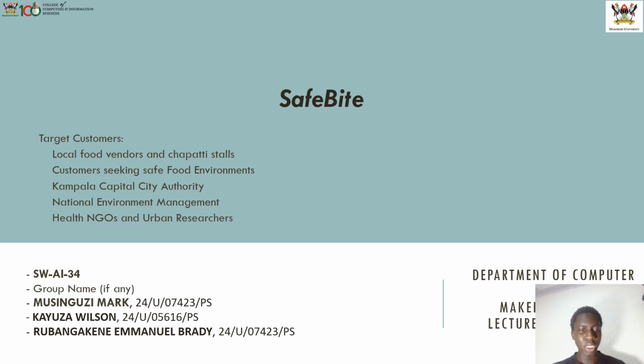My name is Wilson, together with Musinguzi Mark and Rubanken Emmanuel Brady, and our group. This is group SWAI 34. And before we begin, our main target customers are local food vendors and chapati stores, customers seeking safe food environments, Kampala Capital City Authority, and National Environment Management.